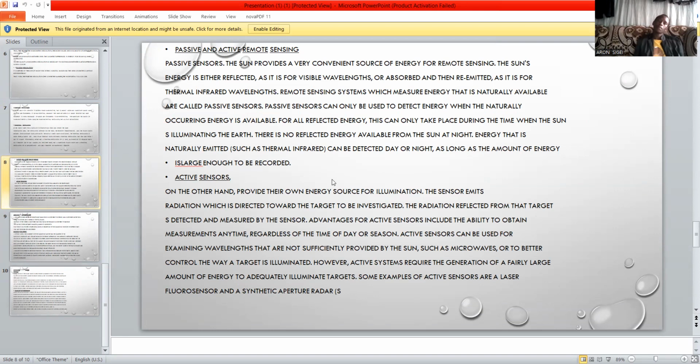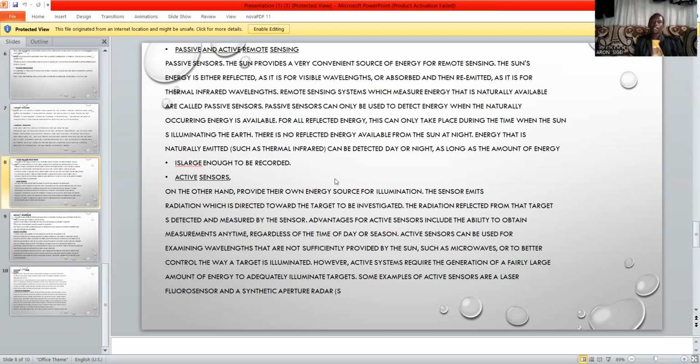The second part is the types of sensors. Here we have two types of remote sensing sensors. First one is passive remote sensing. Passive sensors: the sun provides a convenient source of energy for remote sensing.